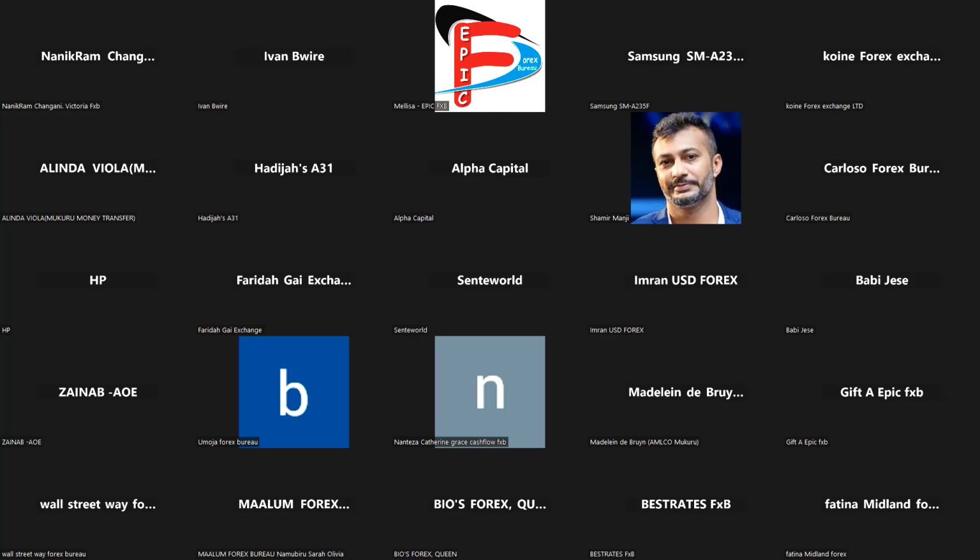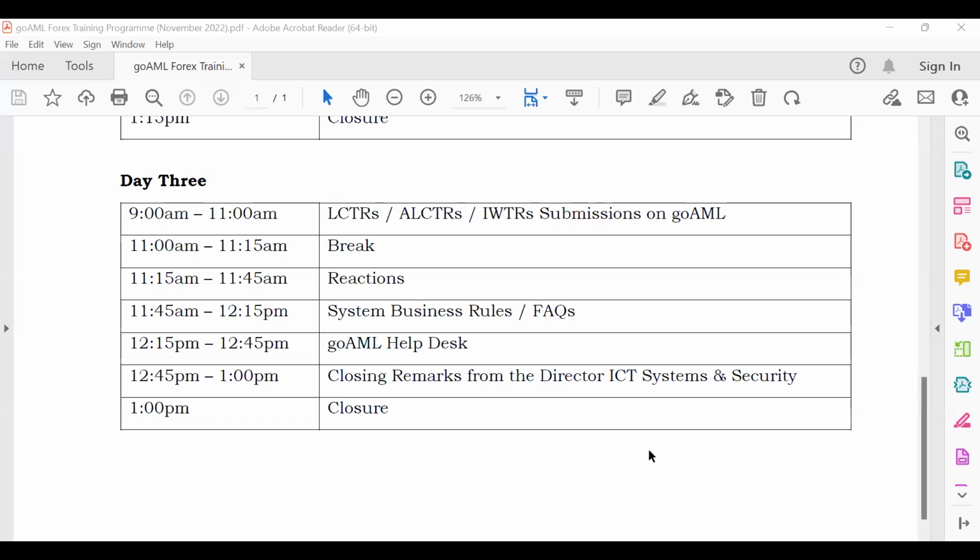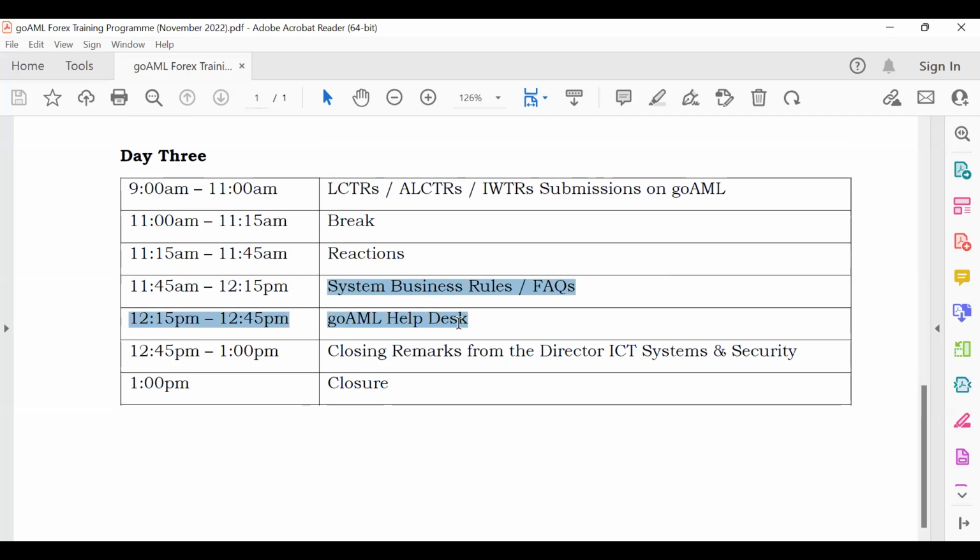Okay, so I just want to share the screen and touch base on the last elements for that day. We are done with the large cash. We're just going to do the business rules and also take you through the help desk system, then we close. But I'll also have someone from compliance. There are some queries we want them to respond to, so I'll have them join.